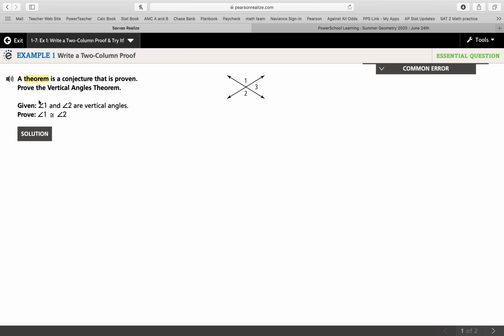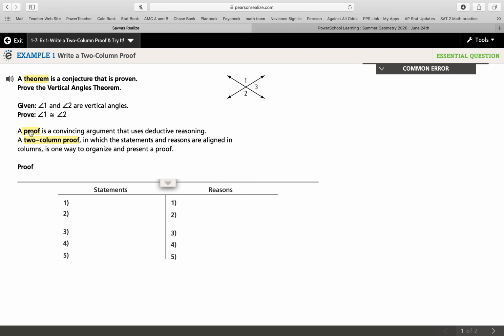Okay? In a proof, you're going to be given something, and then you're going to be asked to prove something. So here, we're given that angle 1 and angle 2 are vertical angles, and we're trying to prove that angle 1 and angle 2 are congruent. Okay? So let's look at a proof. In a proof, we're looking to make a convincing argument. So in this particular case, we're looking at a two-column proof, which on our left, you're going to see statements, and on our right, you're going to see reasons. Okay, this is how I can really look into your thinking by writing proofs out.